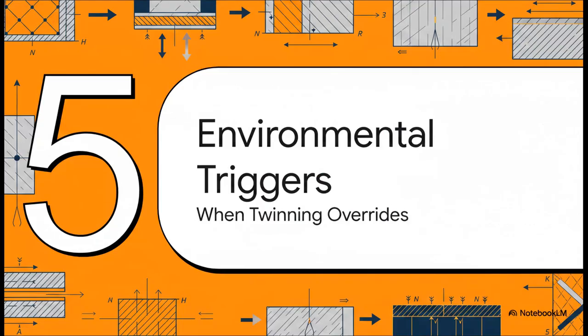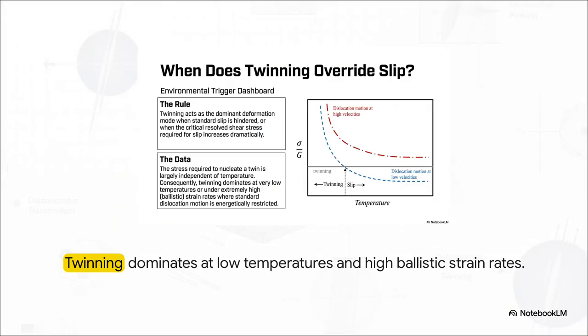All right, part 5, environmental and structural triggers. So here's your environmental trigger dashboard. The absolute golden rule here is that twinning acts as the dominant mode when the critical resolved shear stress needed for standard slip shoots through the roof.